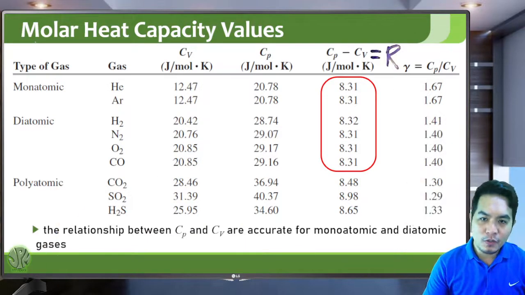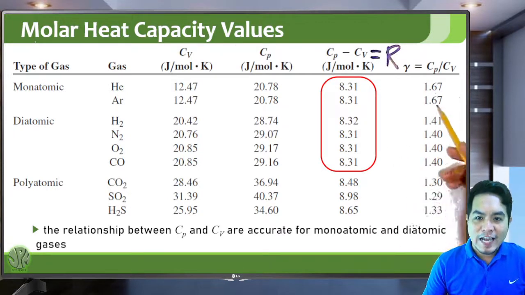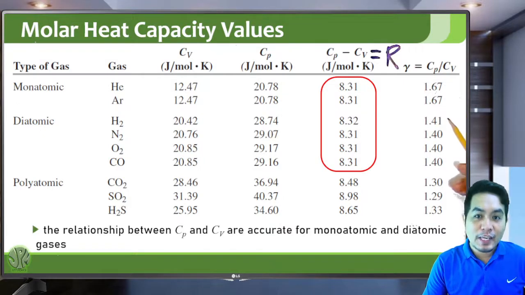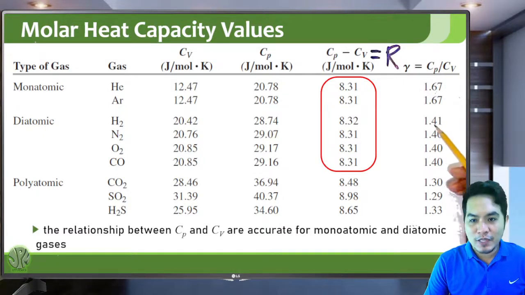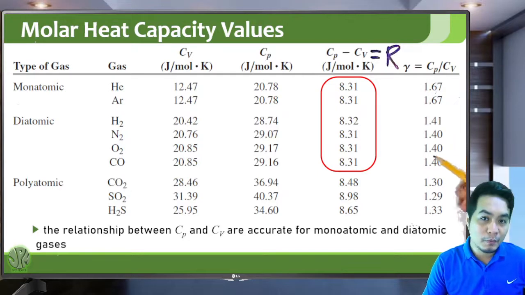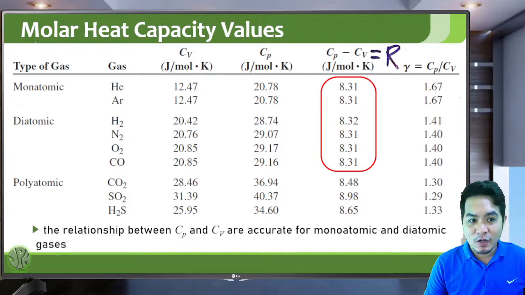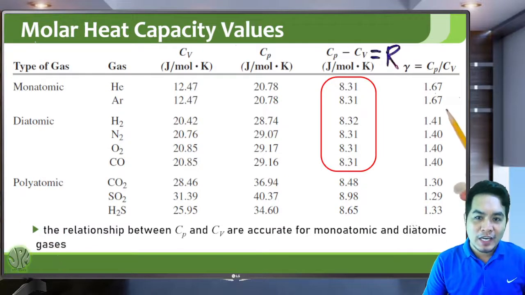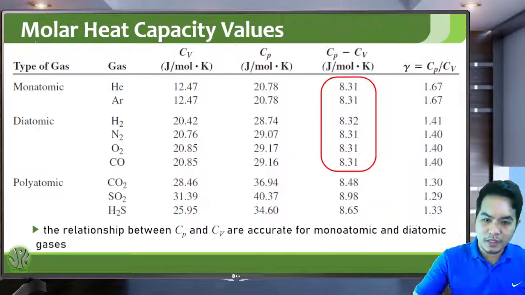So you will also notice here the ratios. For monatomic gases, the gamma ratio is 1.67. And for diatomic gases, the ratio is 1.41 or 1.40 or round off 1.4. So if you have an ideal gas with a gamma ratio of 1.4, that means it's a diatomic gas. If you have an ideal gas with a gamma ratio of 1.67, that is a monatomic gas. Okay.